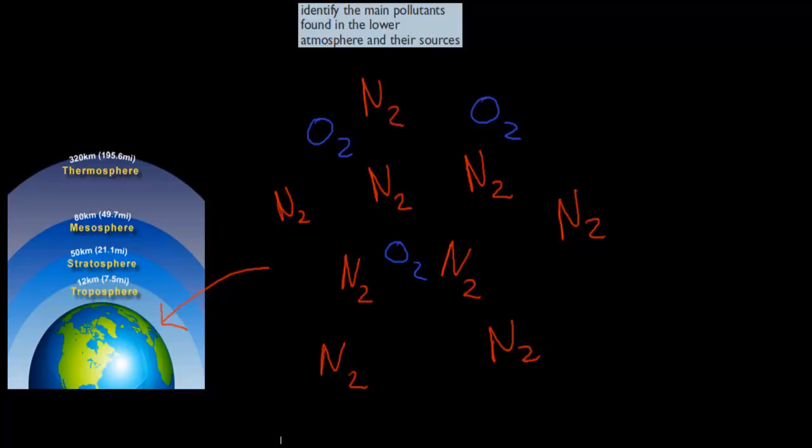In the last video, we talked a bit about the different types of layers of the atmosphere and what kind of gases we could find in those layers. And in this video, we're going to talk about something quite related.